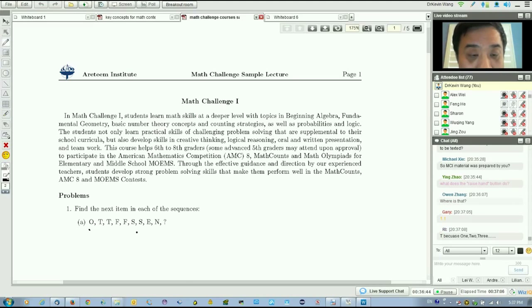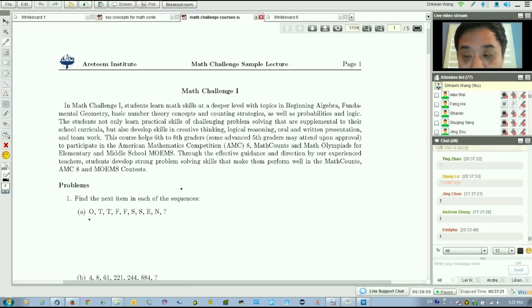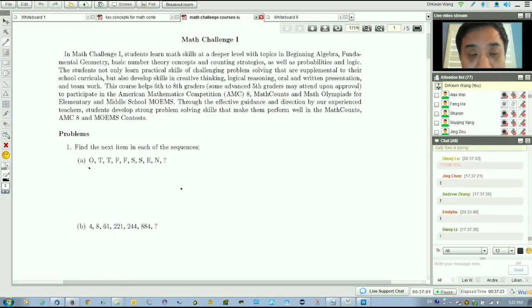Some people are really smart. What is the next item in this sequence? O T T F F S S E N. Everybody's answer is T. So you recognize this is the first letter of the numbers: one, two, three, four. Wow, okay, so let's go on to this one.